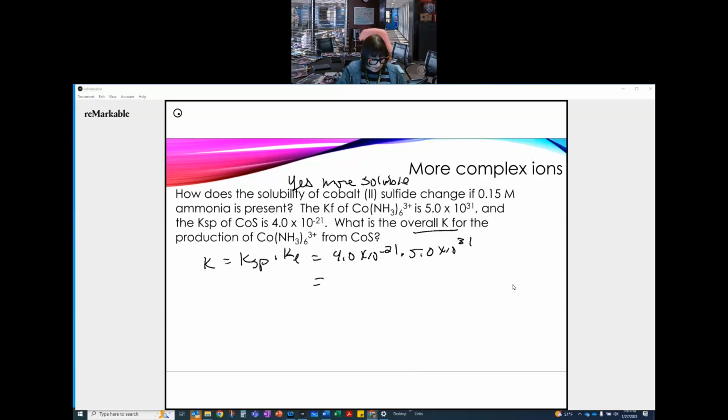And that overall K is then going to be 4.0 times 10 to the negative 21st times 5.0 times 10 to the 31st. And that gives me 2.0 times 10 to the 11th. Okay, so that's how that K value changes. And of course, the fact that we are now looking at a positive thing is far more soluble. We are able to get much more of that solid in solution. Okay, so that's what we're looking for there.